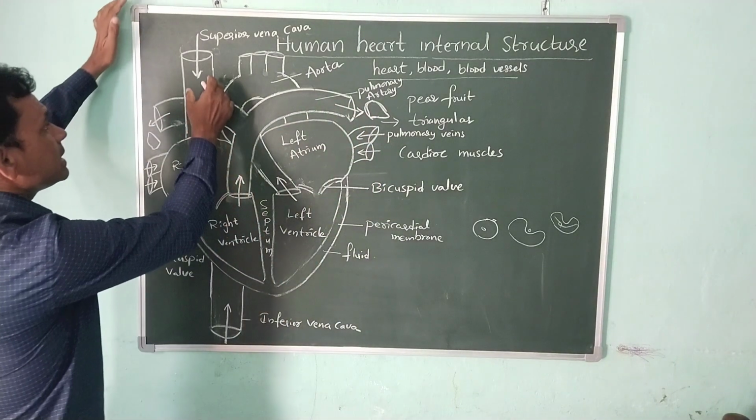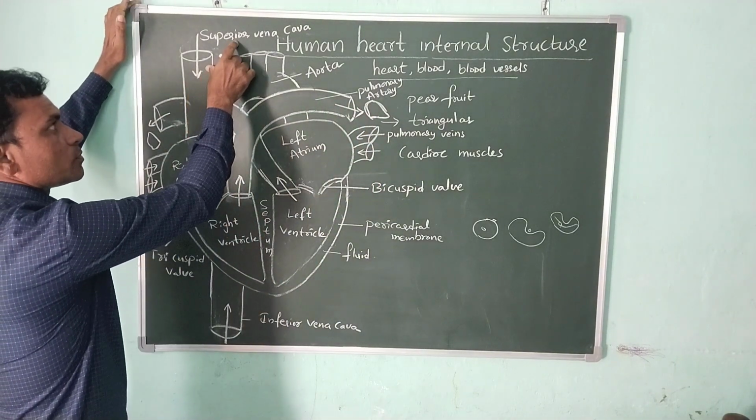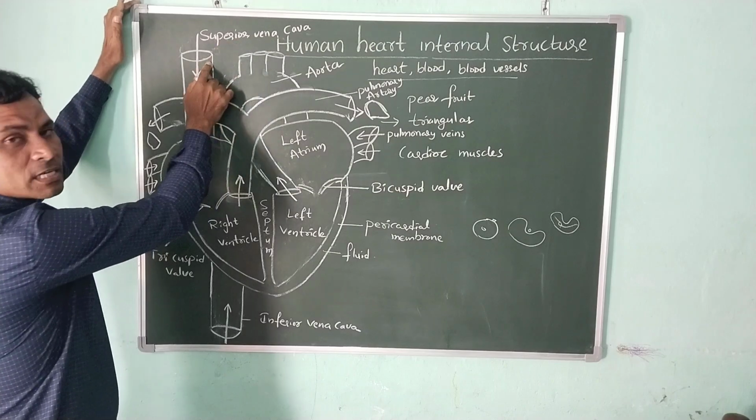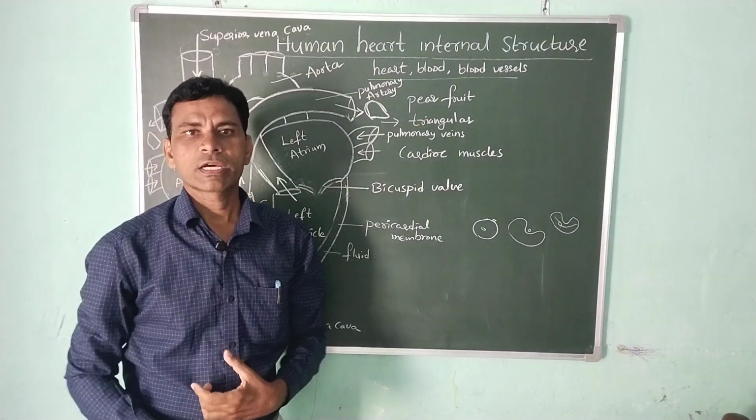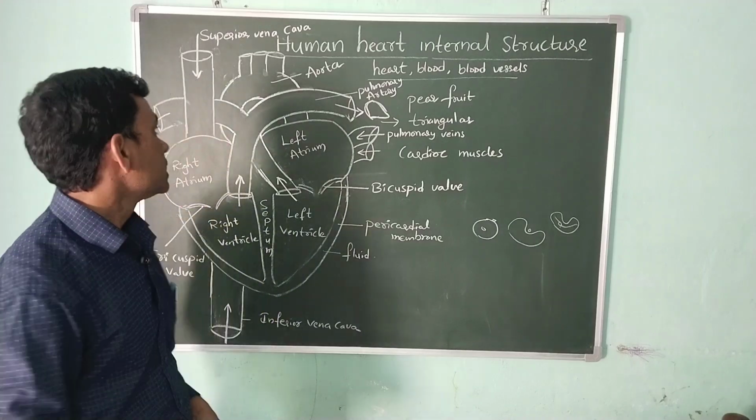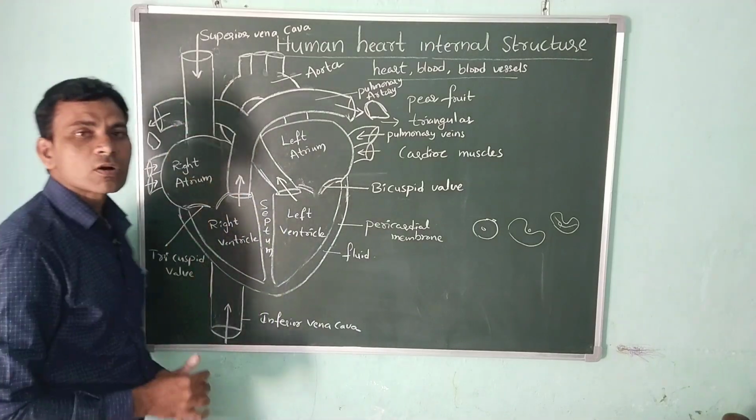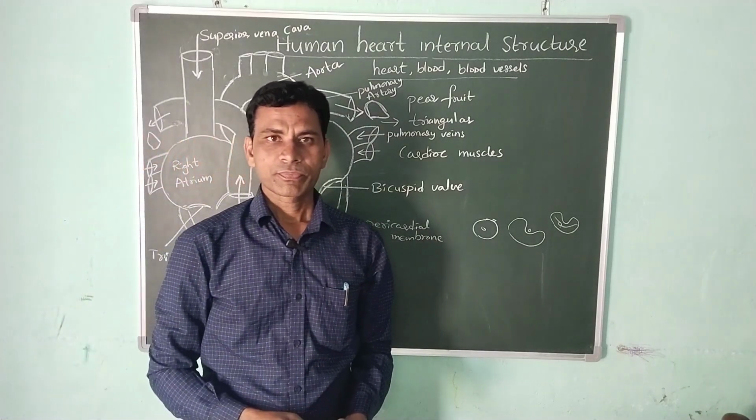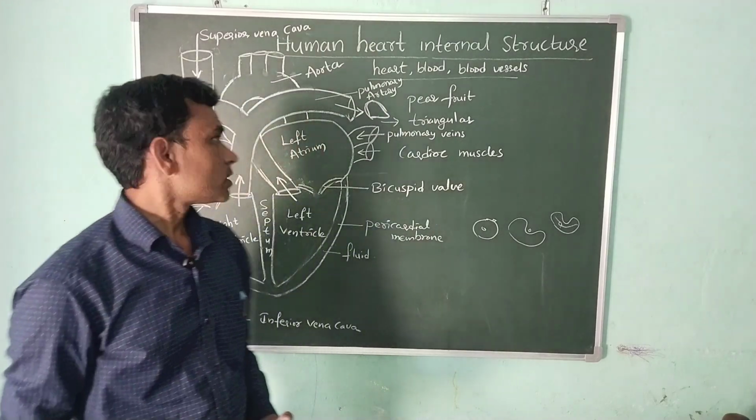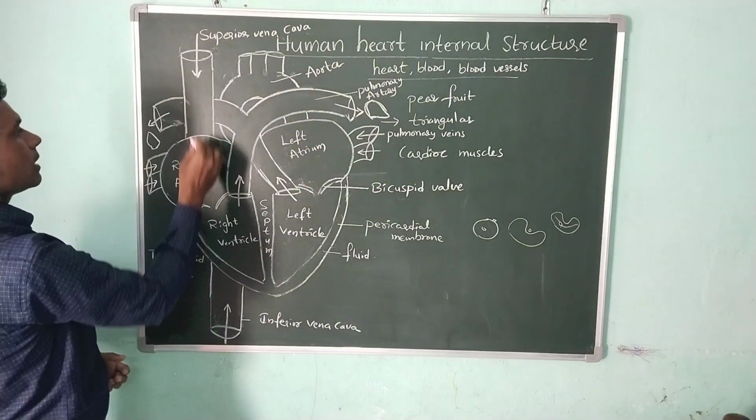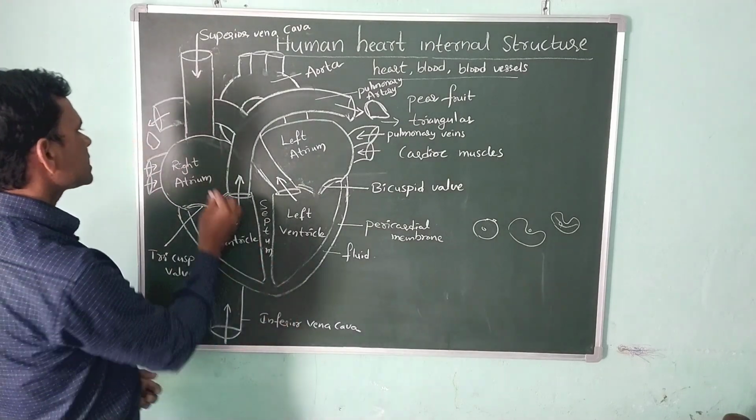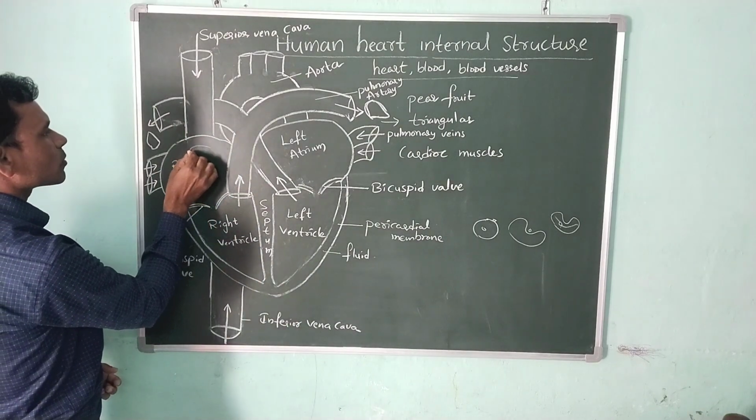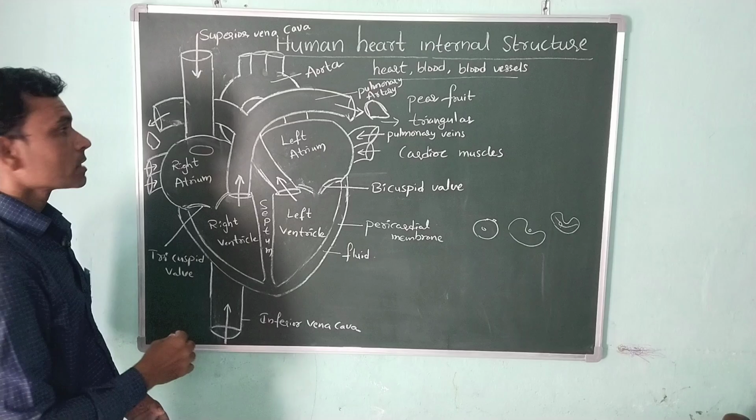Generally, this vein is called the superior vena cava. It collects blood from the upper parts, like the head and shoulders. Which type of blood? Deoxygenated blood. So you should remember it collects deoxygenated blood. And where does it carry it? To the right atrium; it opens into this chamber.